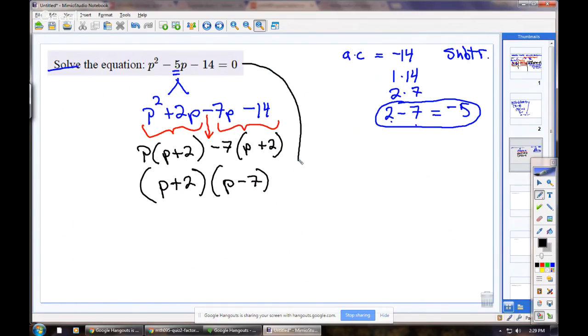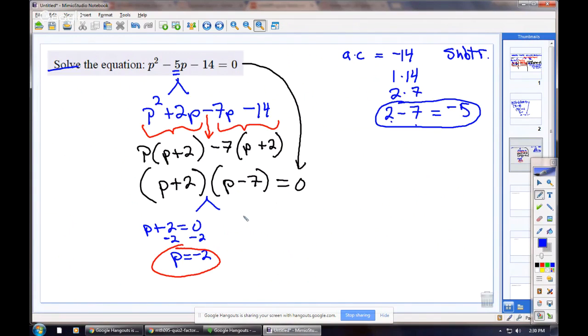Now I can come back to that once I have it factored, that this is equal to 0. And the 0 product rule says to split on the product. So either p plus 2 equals 0. Subtracting 2 from each side, I get p is negative 2 as one possible answer. Other possibility is that p minus 7 equals 0, adding 7 to each side. My pen's having a hard time keeping up with me today. I get p is 7. There's another possible answer, and we'll circle that.